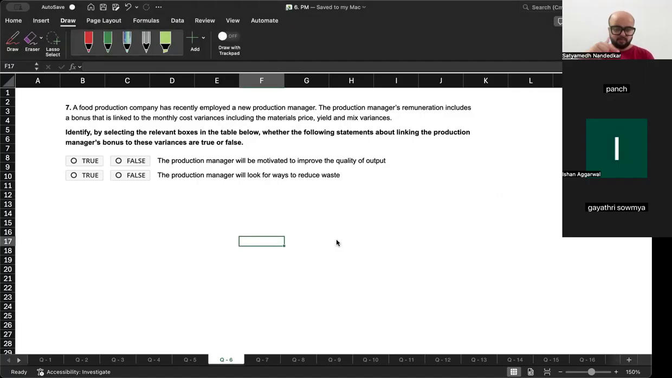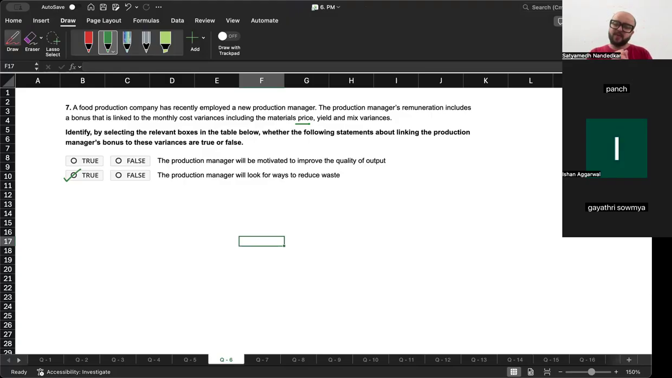See, his bonus is linked to yield. Yield means input to output ratio. If it improves, whatever you call it, if for the same quantity he is getting more units of output, usko bonus milega. So that means he will look for ways to reduce waste, no doubt. But see, material price variance means rate per kg or rate per liter. If he is able to lower that, great. Technically, the production manager should not be held responsible for price because it is the purchase manager's job. But ठीक है, that is not even given in the option.